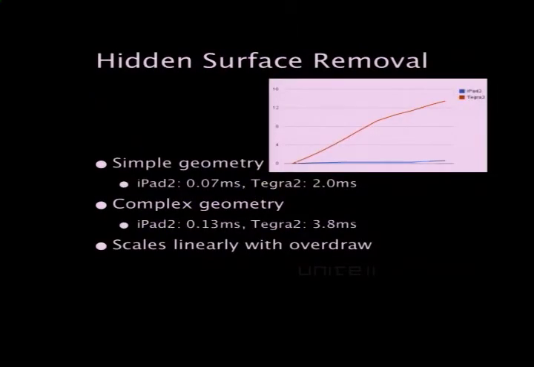And here you can see more or less a graph comparison. On the x-axis we have the amount of overdraw, and on the y-axis it's time basically. So we can see the difference between Tegra and iPad. And here you see that both scale linearly with the amount of overdraw, though the graphs are a little bit different.